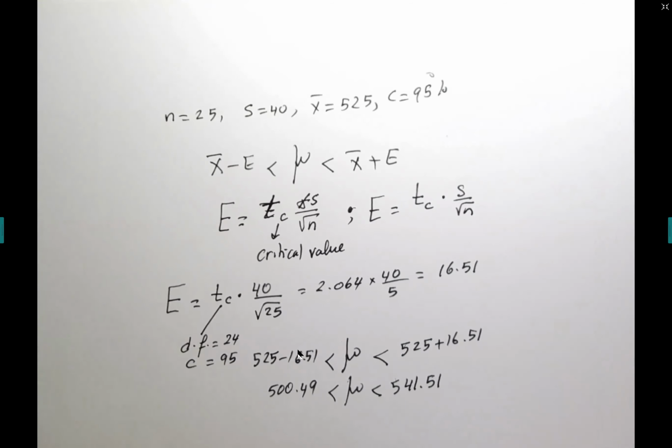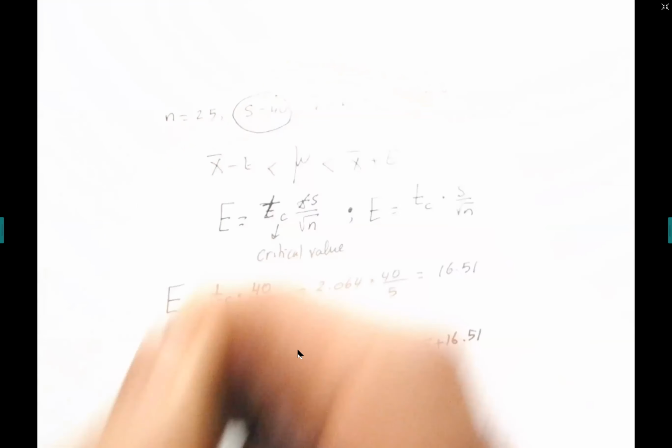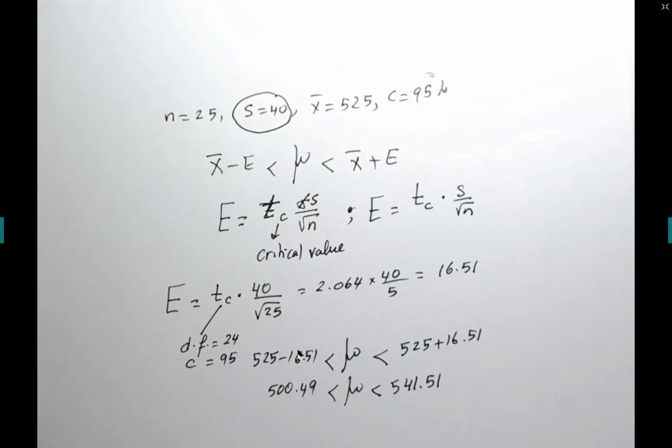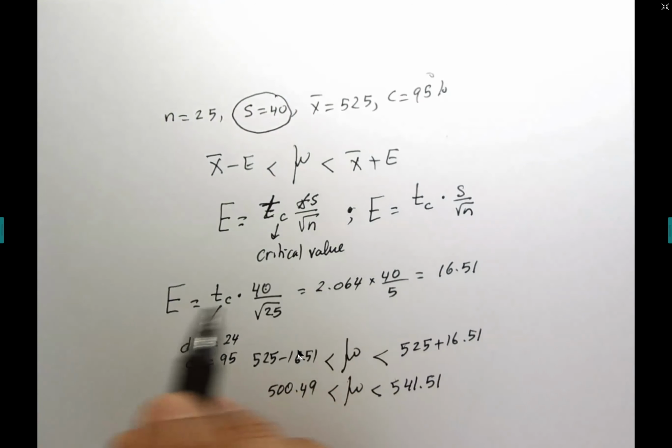Any questions, guys, about what I did? What's important to me is that you understand why I use T instead of Z. The reason, guys, again, I use T instead of Z is because he gave me S. He did not give me sigma. If he gives me sigma, you have to refer back to the previous section and use Z interval instead of T distribution. Can you go over the TC part again? Yes, TC, no problem. The TC part, how do you find it? This is the S, this is the N. It's always given crystal clear.